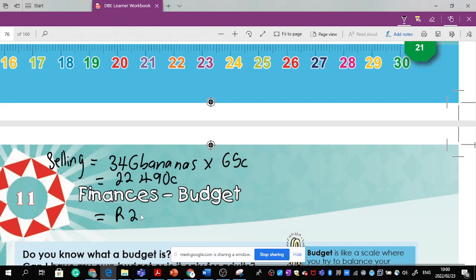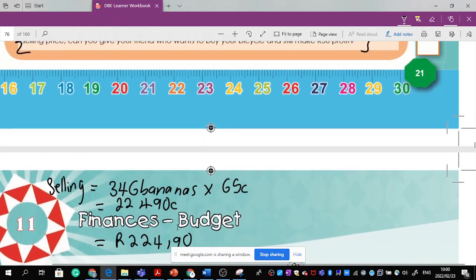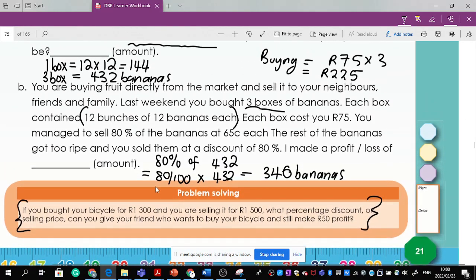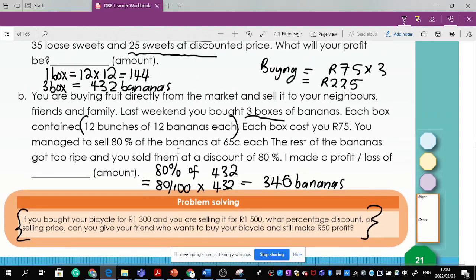Divide by 100. It's going to be 224 rands and 90 cents. Are we together there? Yes, ma'am. Awesome. So that's how much we are selling 80% of the bananas for.